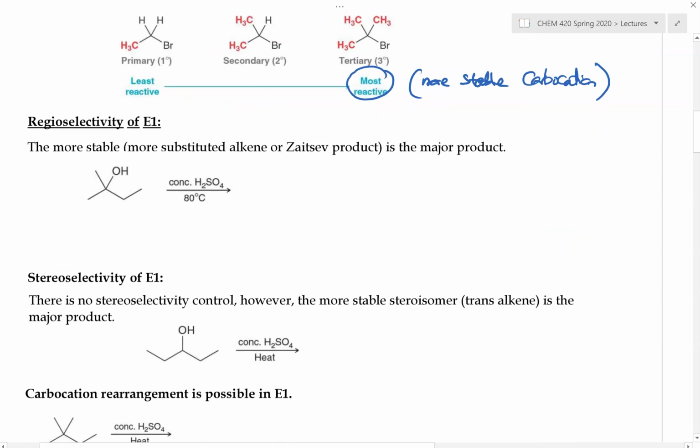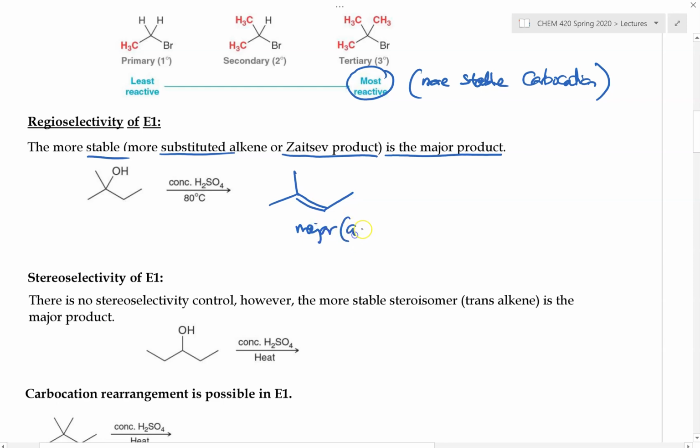As for the regioselectivity of the E1 reaction, normally the more stable product, the more substituted alkene, which we also call the Zaitsev product, would be the major product of an E1 mechanism. For example, let's give an example of this substrate reacting with concentrated sulfuric acid at 80 degrees Celsius. In this case, it will undergo an E1 reaction mechanism, and the product formed will be as follows. This will be the major product.